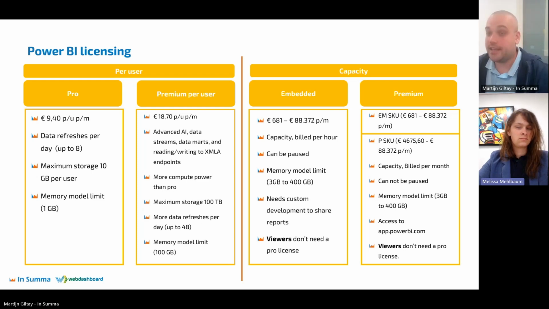One of the advantages, you get access to app.powerbi.com, which you don't get on the embedded version, and that's why you need custom development to share your reports. But also viewers don't need a pro license. That's the same as before. So still, if you pay almost 46,000 a month, or a bit more even, you still need the pro license to publish your reports to their servers. So keep that in mind.